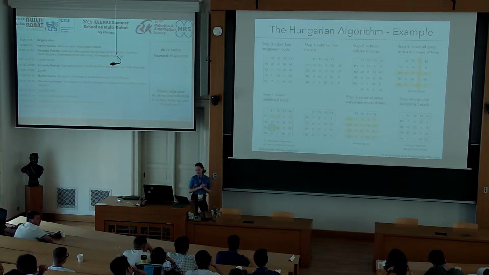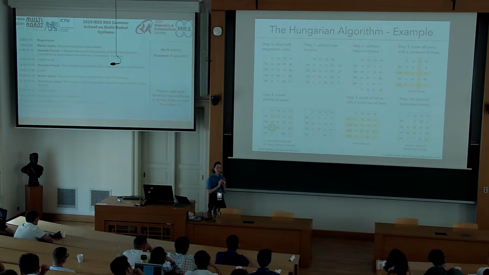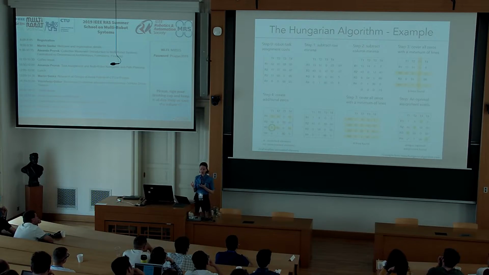And then at step 3, that's going to produce a new matrix, which has a couple of zeros. At that point, you find the minimum number of rows and columns that cover all of the zeros in the resulting matrix. In this particular example, I have 3.